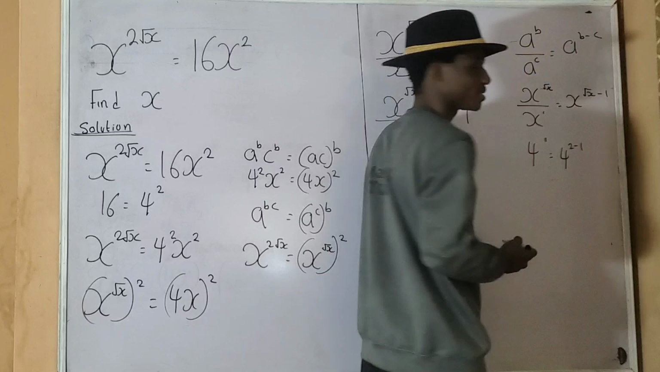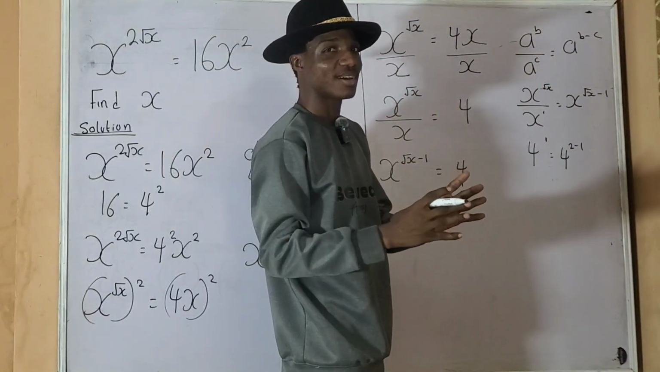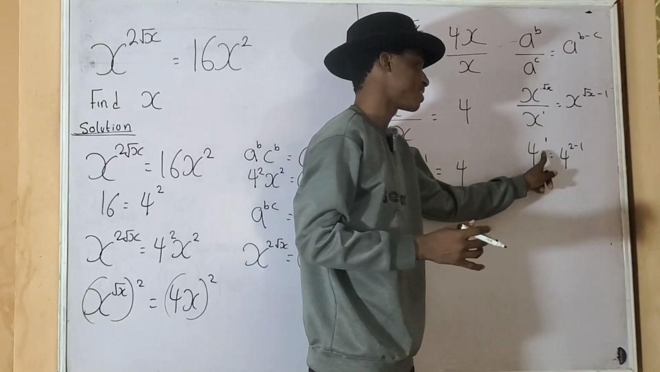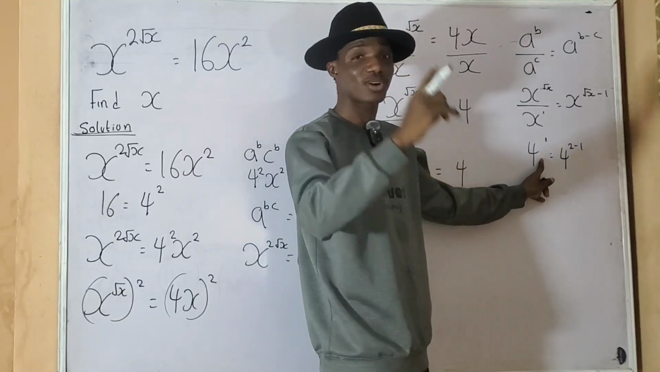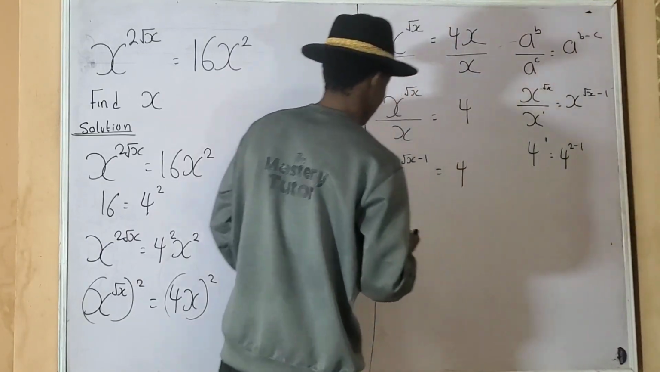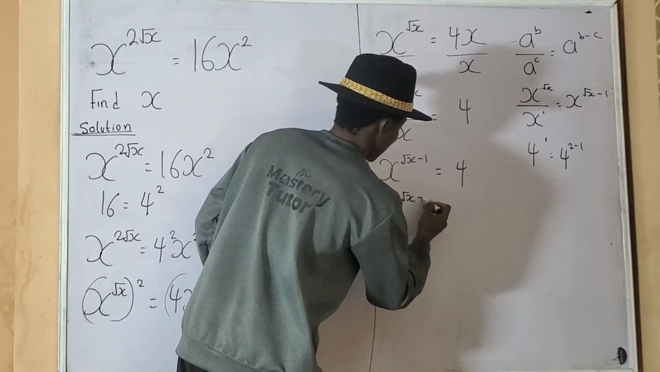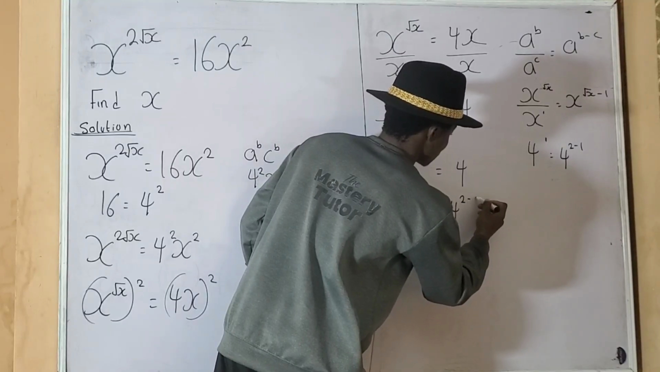2 minus 1. Is that not it? Yes. Please, I want you to understand something. I'm driving at something and somewhere here, and I want you to understand. 4 can be written as 4 raised to the power of 1 because 4 is still the same thing. Are you getting it? 4 raised to the power of 1 is 4, right? And then 1 can be written as what? 2 minus 1. So replace it. I'm going to have x raised to the power of root x minus 1 equals to 4 raised to the power of 2 minus 1.